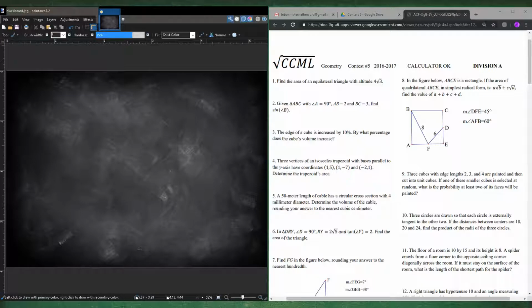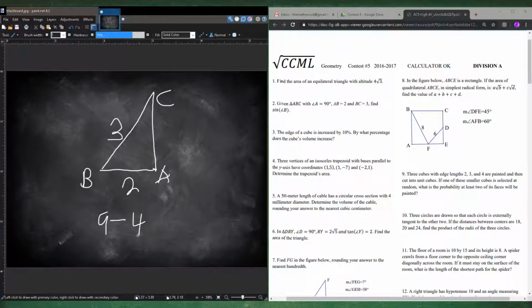Number 2. Given that triangle ABC with angle A is 90, AB is 2 and BC is 3, determine sine of B. So basically we have B, A, C, and AB is 2, and BC is 3. Pythagorean theorem: that's 9, and that's 4. So you subtract 4 and take the square root, that's just square root 5. So this side is square root 5. Sine of B is opposite over hypotenuse, so square root 5 over 3.